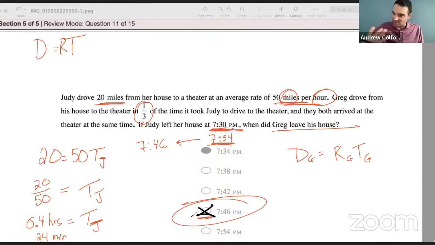Just say this might be an easy question, it might be a hard question, but it's a long question. So I'll save it for the end.